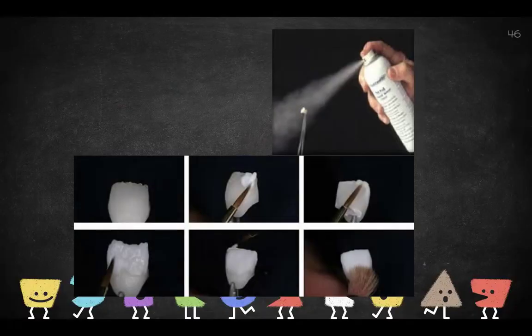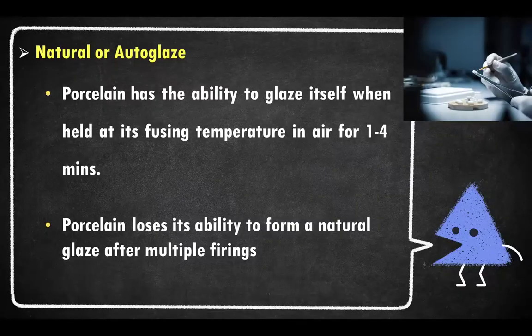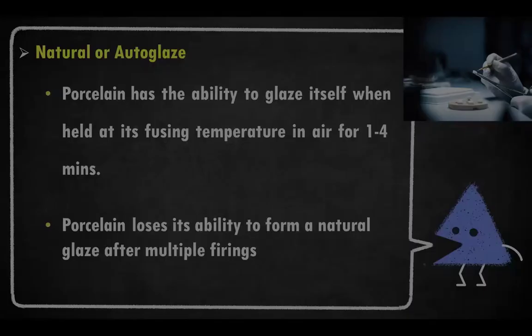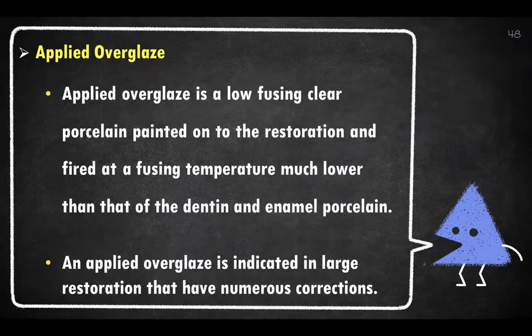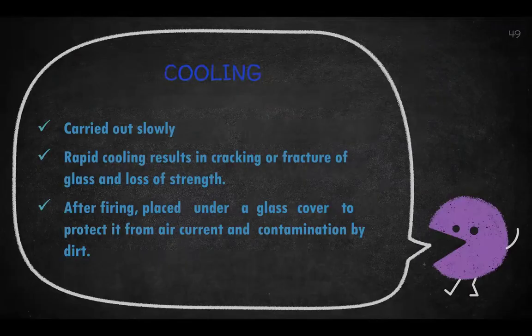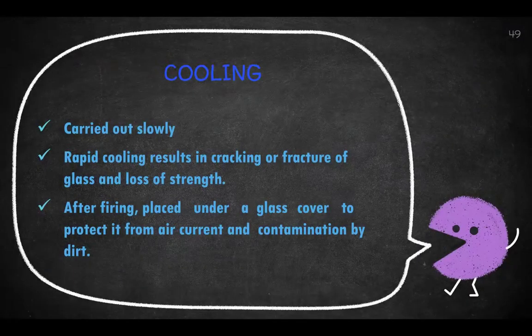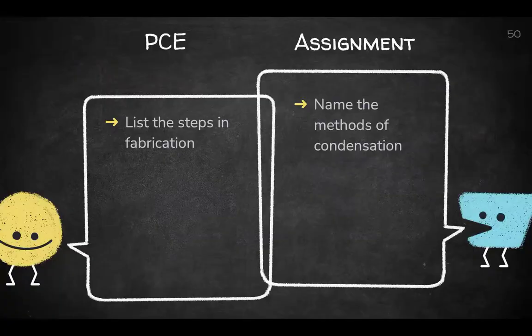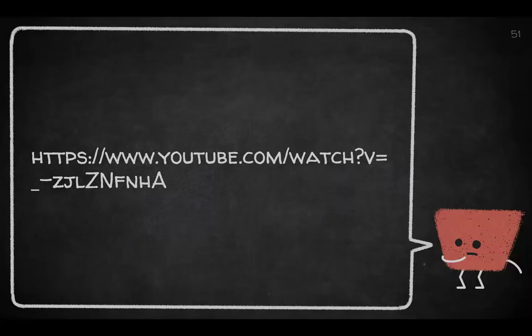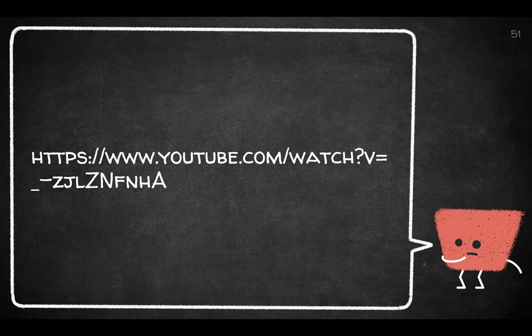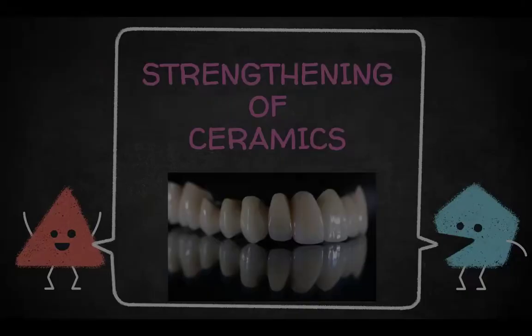So these are different ways you do all this. And there's something called auto glaze. You learn all this in the subsequent classes. Then there is something called overglaze. Then there is cooling, because it's a hot oven, so it has to cool down. And this will be the assignment once this is dealt with in detail. And you can go to YouTube and watch all these videos.